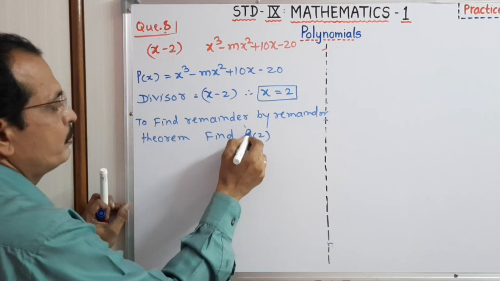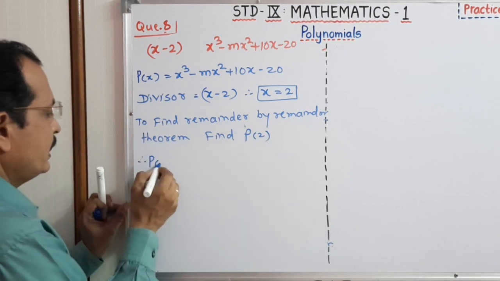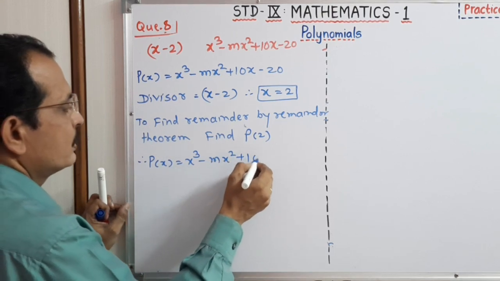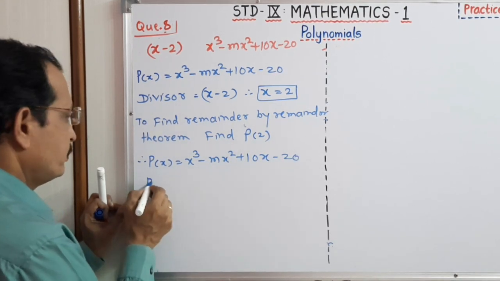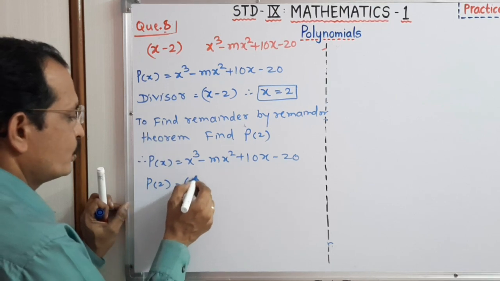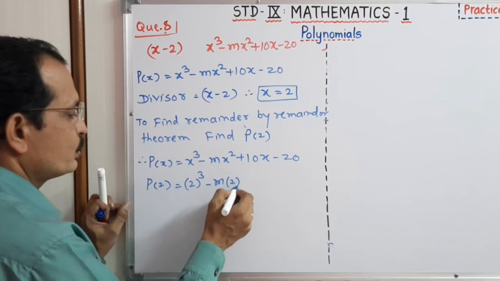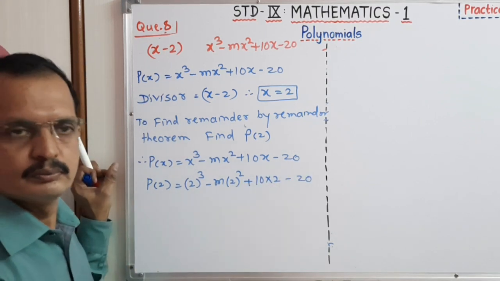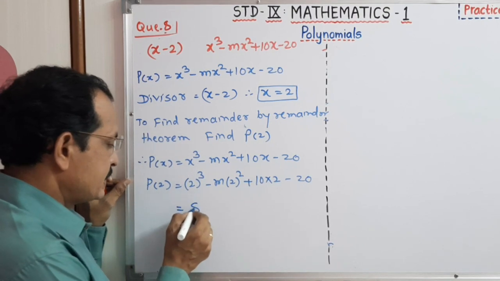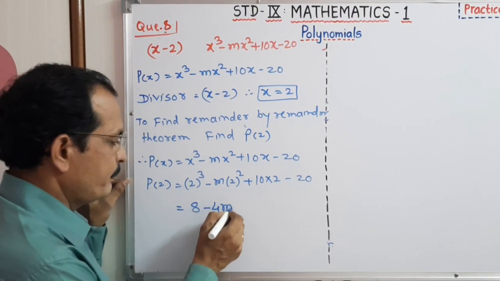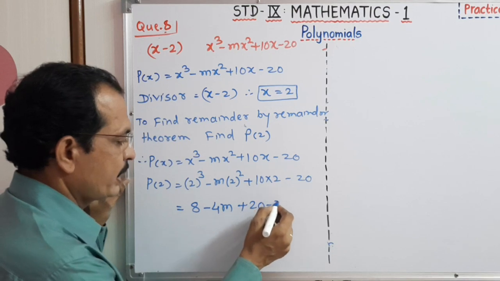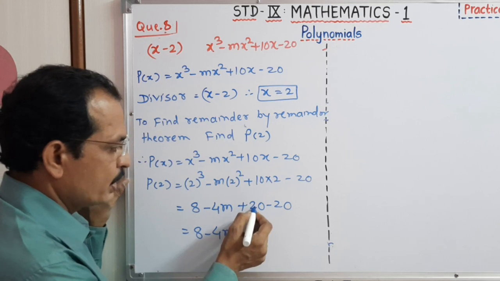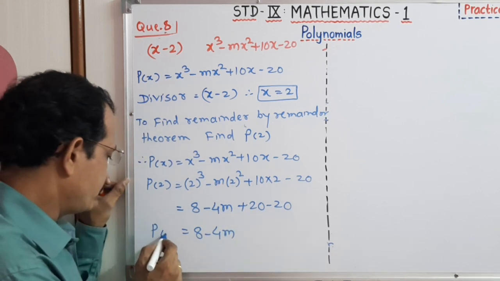We have to find out P2. Therefore P(x) is equal to x cube minus mx square plus 10x minus 20. P(2) is equal to 2 cube minus m into 2 square plus 10 into 2 minus 20. Simplify. This is 8 minus 4m plus 20 minus 20. Dear student, 20 minus 20 is 0. It is P(2).